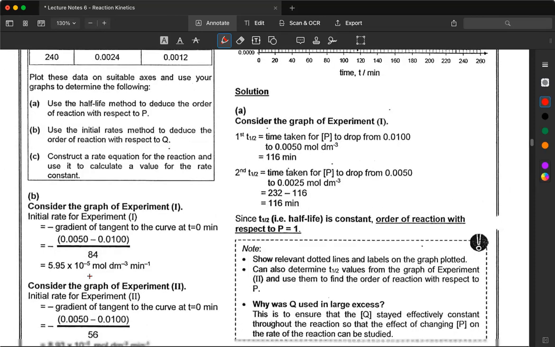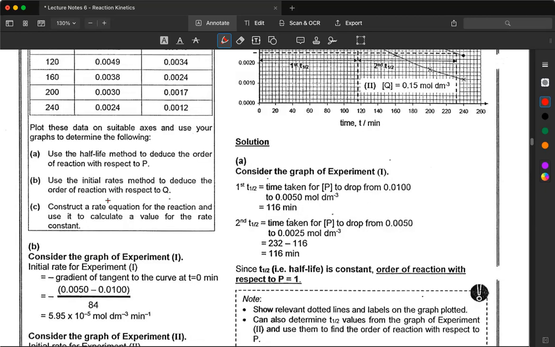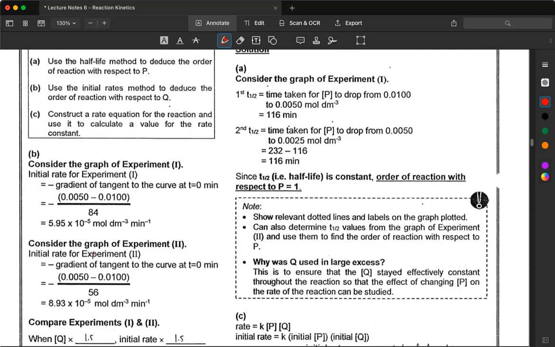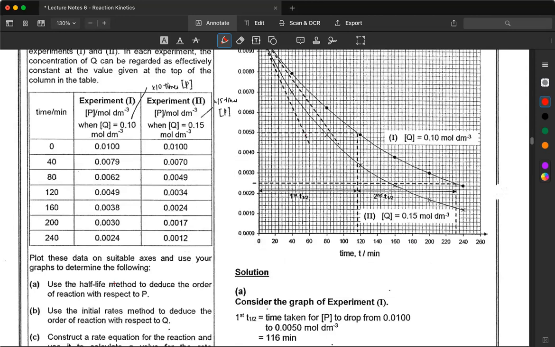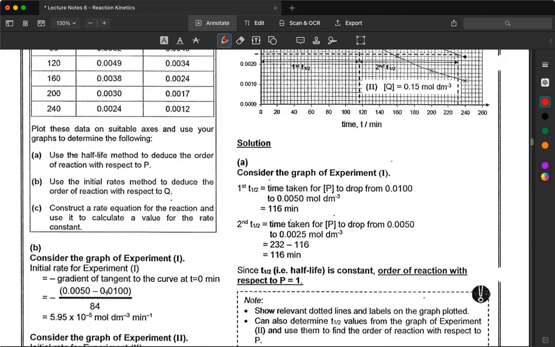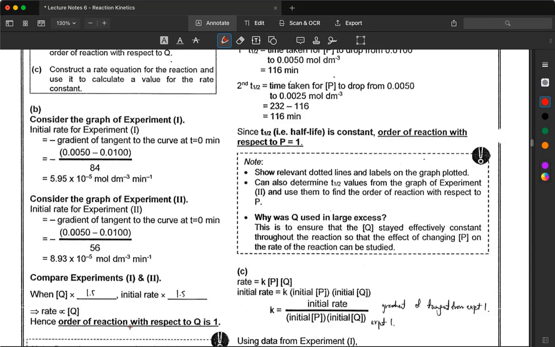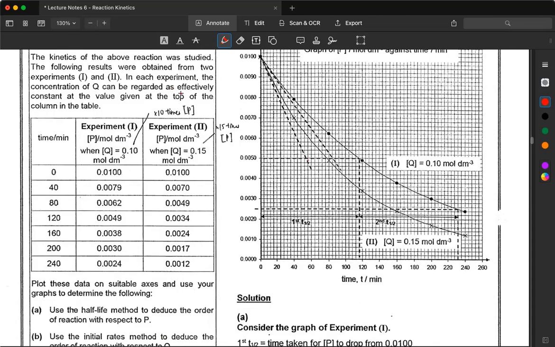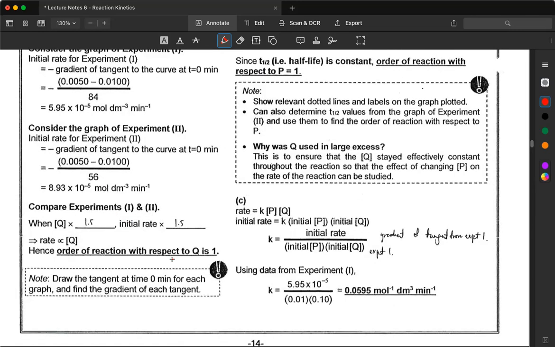Then consider the graph for experiment 1, experiment 2, I do for both. Then you get the initial rate respectively. So this is the rate. You can see that when the concentration of Q is multiplied by 1.5, the rate also multiplies by 1.5. So this concentration is 1.5 times this. If the rate is 1.5 times, then it is first order.